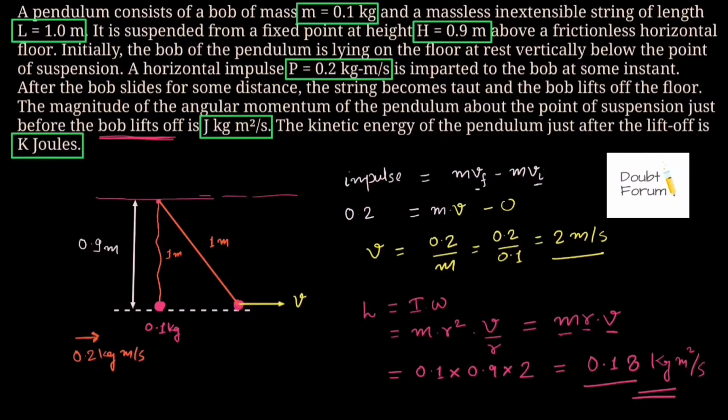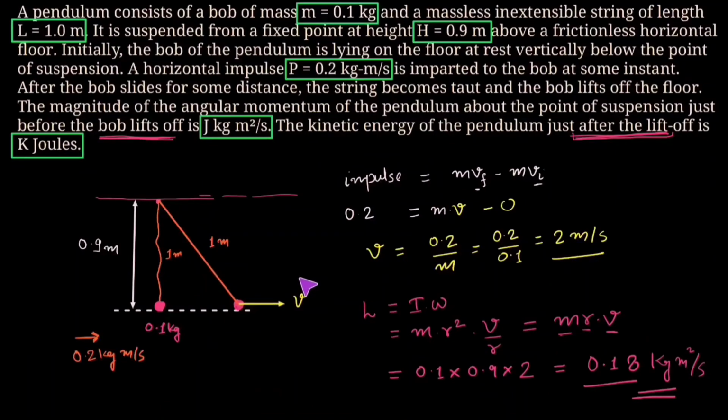Now coming to the second part of the problem, that is the kinetic energy of the pendulum just after the liftoff. Because we are asked to find the kinetic energy after the liftoff, for that what we have to do? For that we have to break this velocity into its two components. One would be in the direction of this string and the other would be making an angle of 90 degree from this component. So this would be something like this.